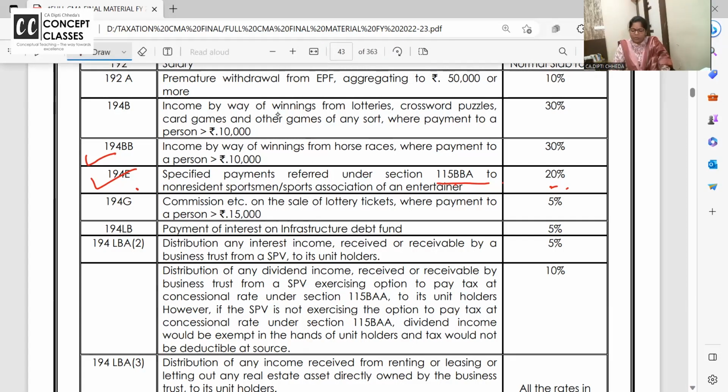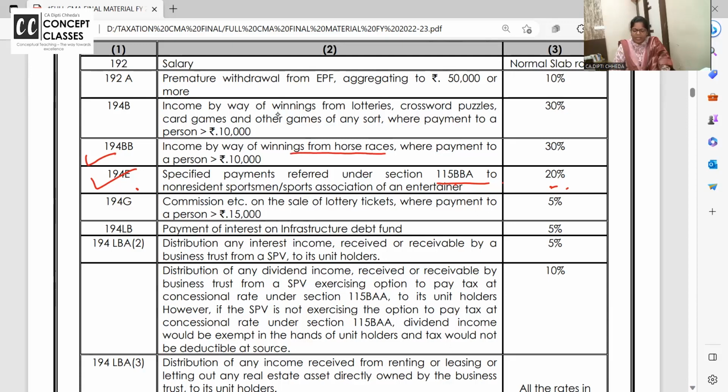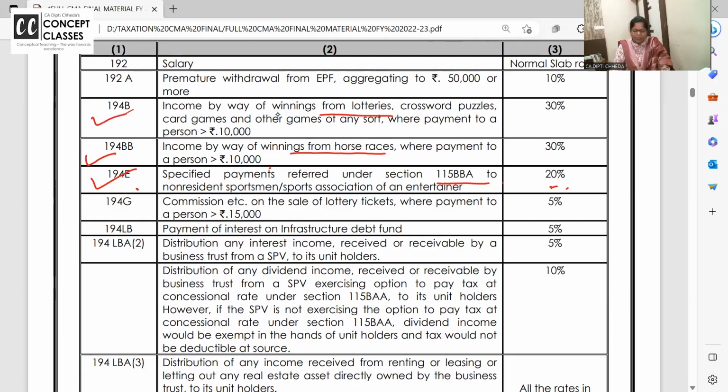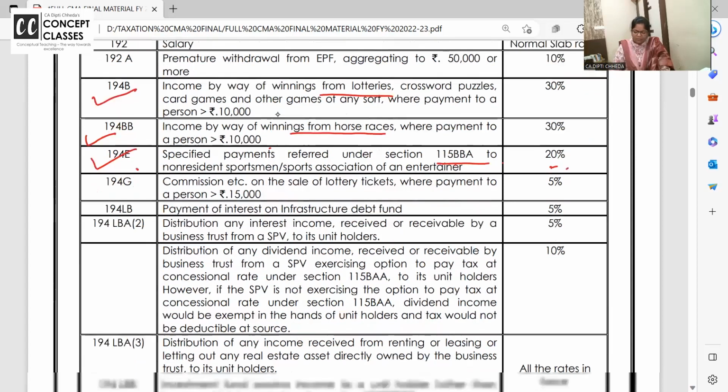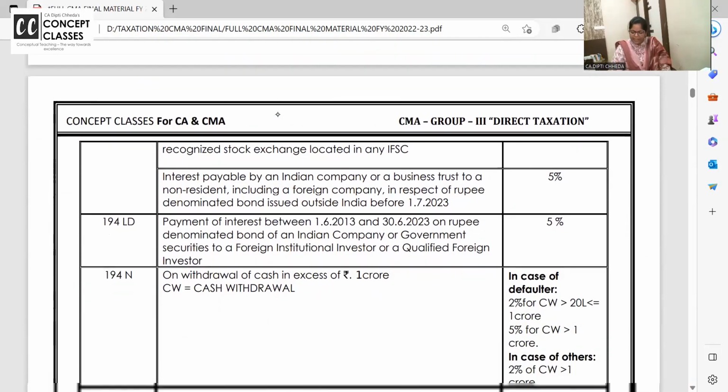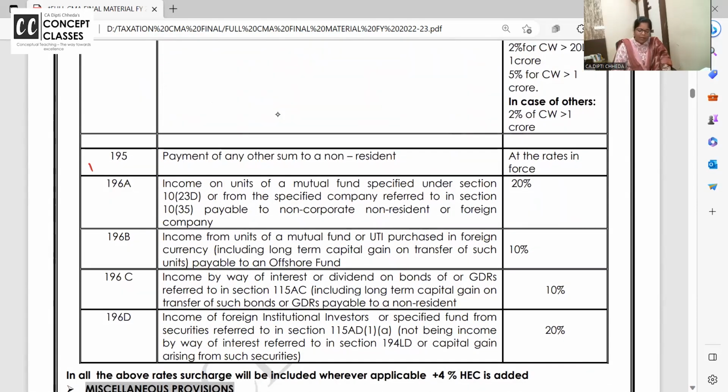Acha, these sportsmen and all, if they get winnings from lotteries, casual incomes and all, winnings from lotteries and all fall under 194B. And horse races, TDS will be deducted, right? Right. Besides this, what you have to remember for the exam is 195. For any income of an NRI, TDS is to be deducted, not at the rates I'll be teaching you in another table, but at the rates that apply to residents under 192, 193 and so on.